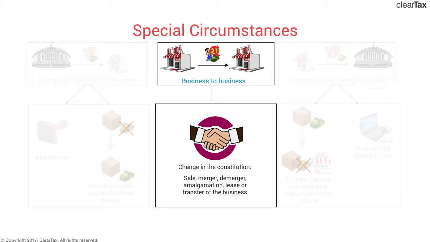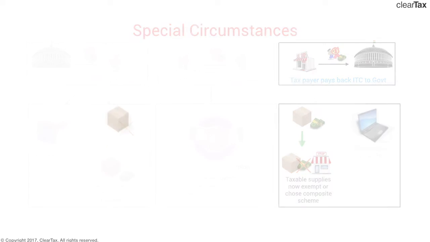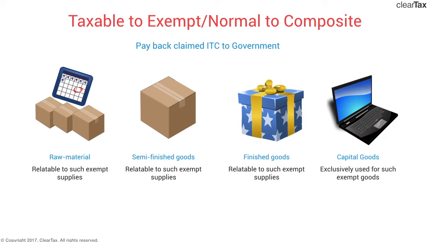Moving on to the next situation where the taxpayer will have to forfeit tax. He'll have to pay back the input tax credit claim to the government. It would just be opposite of what we've already seen. In the first situation where previously taxable goods have now become exempt, or that the taxpayer has opted for the composition scheme, then he'll have to pay back to the government input tax credit claimed for raw material, semi-finished goods, finished goods, relatable to such exempt supplies or just in the stock for a composite dealer, and capital goods which are exclusively used for such exempt goods.